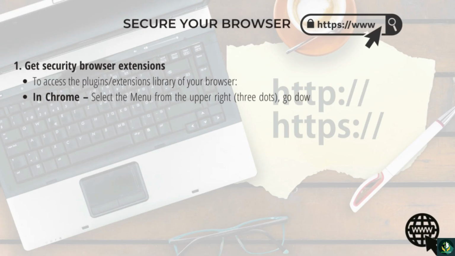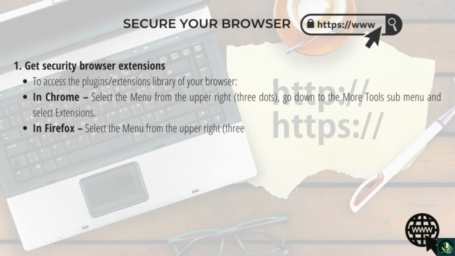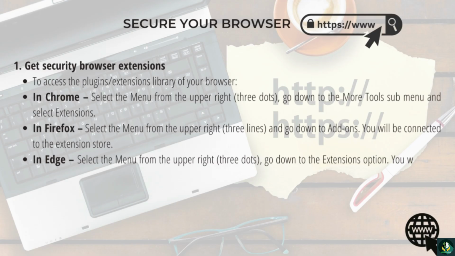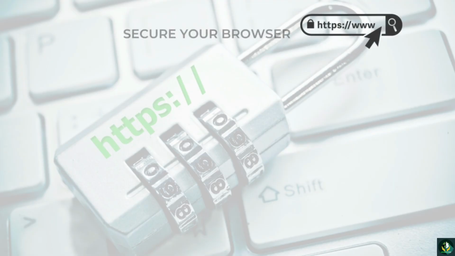Go down to the More Tools submenu and select Extensions. In Firefox, select the menu from the upper right, three lines, and go down to Add-ons. You'll be connected to the extension store. In Edge, select the menu from the upper right, three dots. Go down to the Extensions option. You will see a link that says Get Extensions from Microsoft Store.